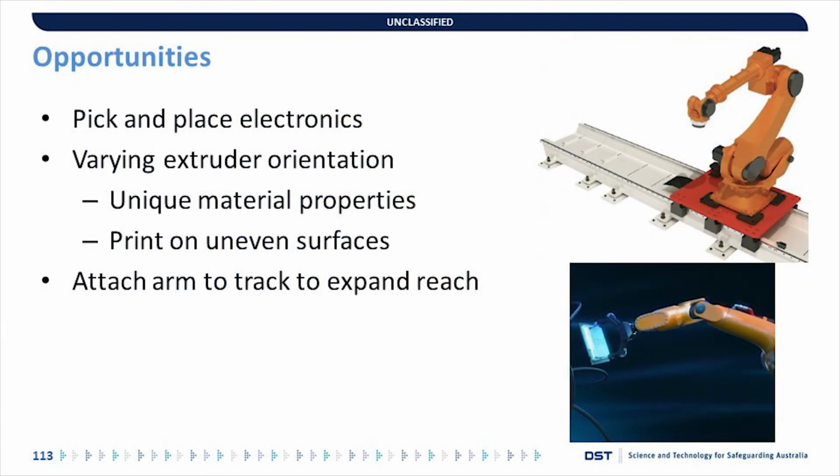Some opportunities from this sort of thing are pick and place electronics directly into your part whilst it's printing. The varying extruder orientations could allow for some unique material properties or printing on uneven surfaces, and you could even attach the arm to a track, and that could further increase the workspace.